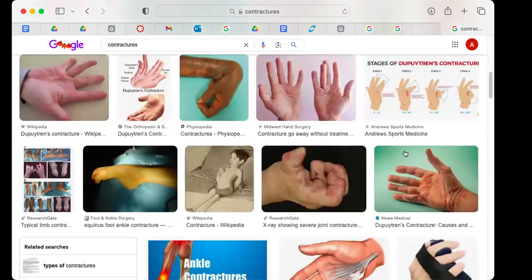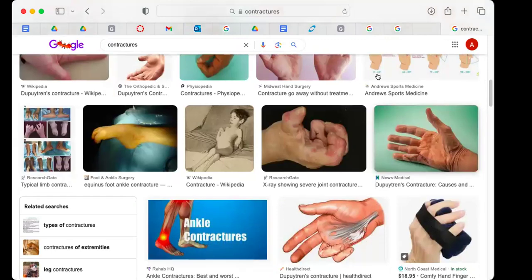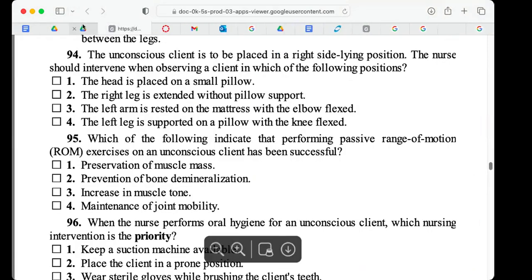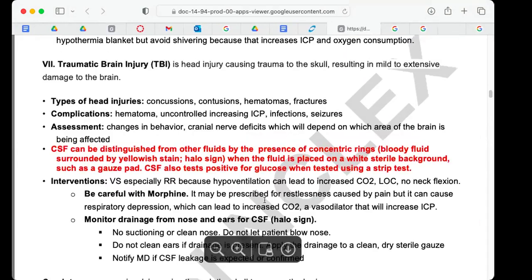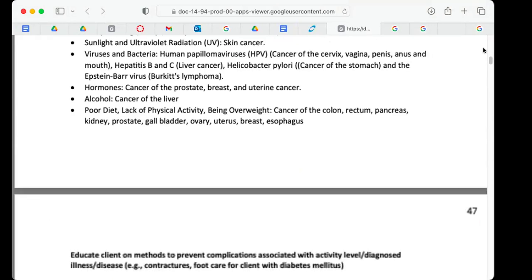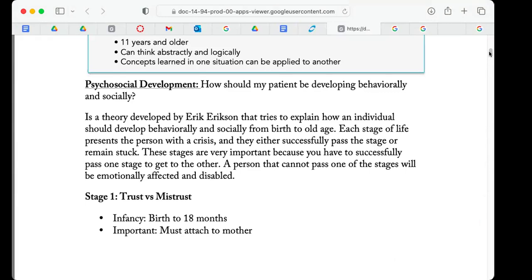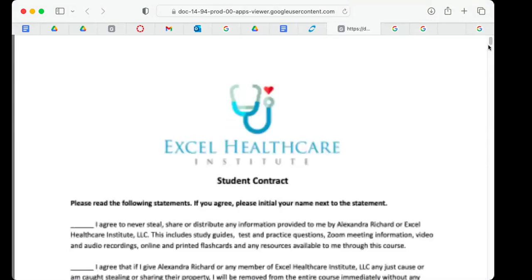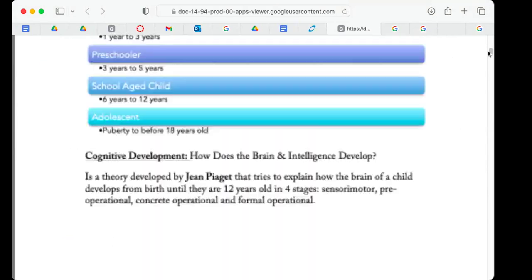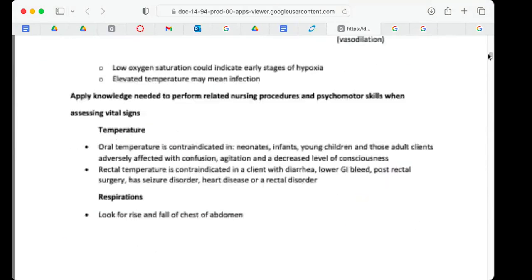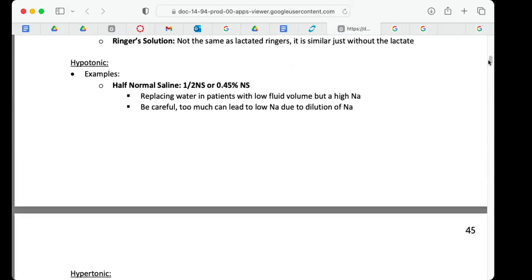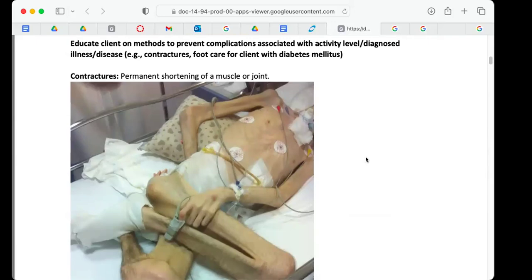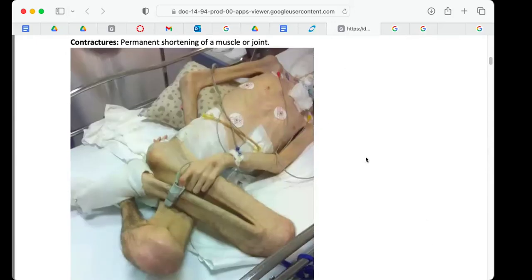If we don't move the joints, there's actually, I'll show you in the book. Hold on. Contractions, yeah, contractures. There will be atrophy, like wasting. It's like the joints stiffen. If you don't move the joints, they stiffen. Yeah, right here, on page 47 of the study guide.